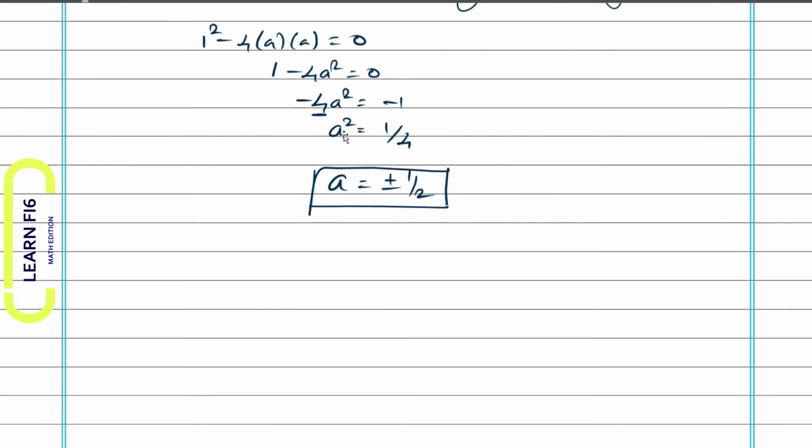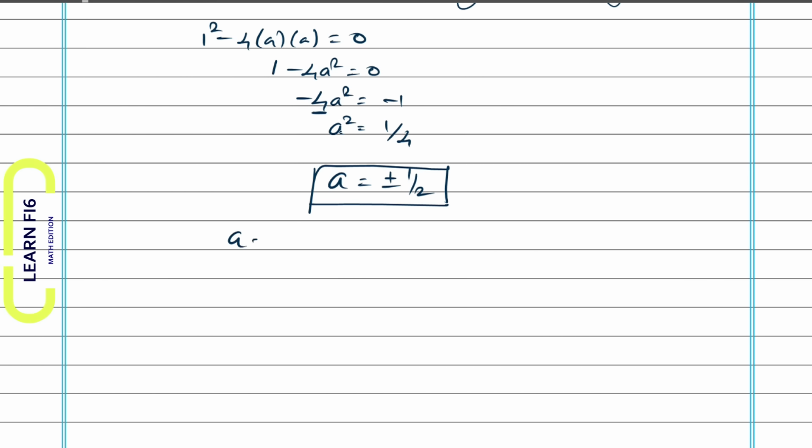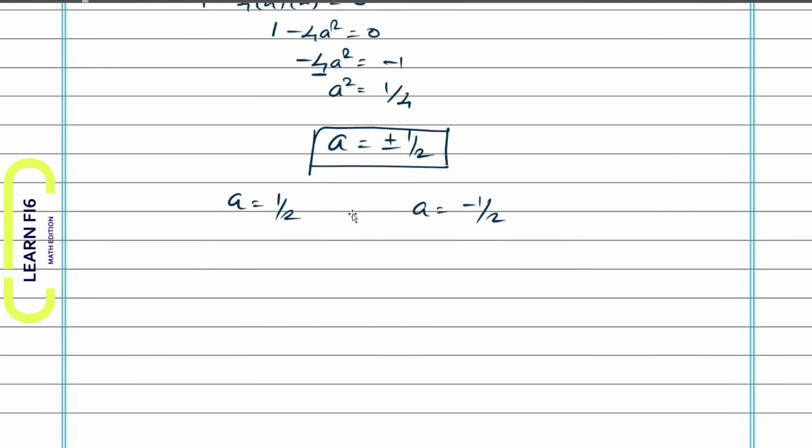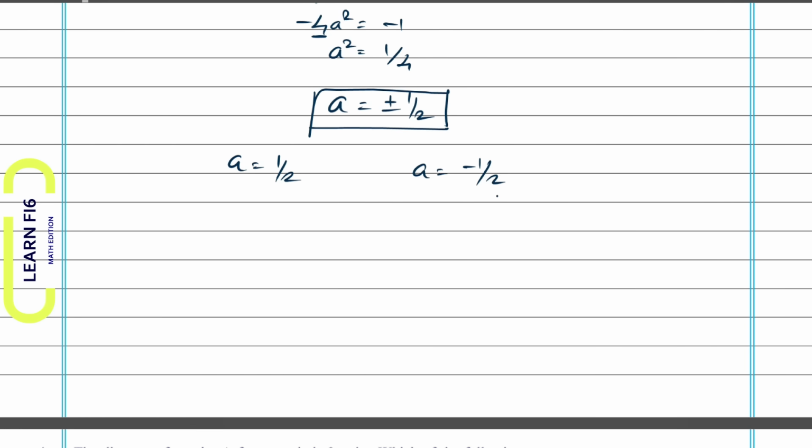We have two values for a. The first one is plus 1 by 2 and the second one is minus 1 by 2. So we need to check both values. As per the question, we have to get the positive roots. So one of these values results in a positive root and the other one results in a negative root. We have to find which one yields a positive root. Okay, so I'm going to check this one.